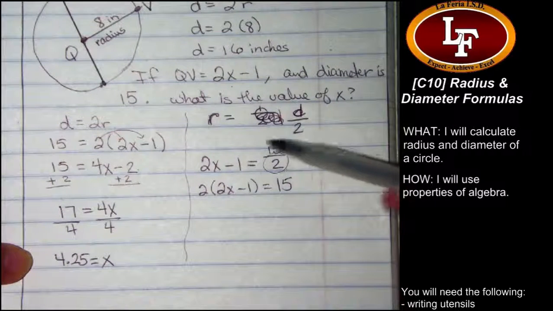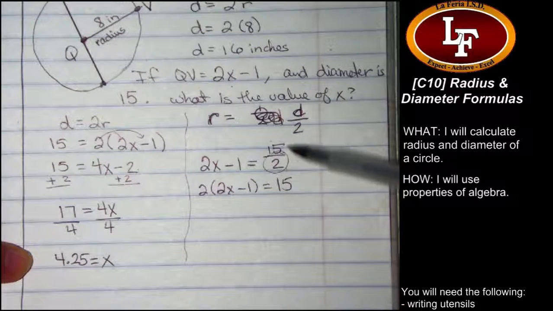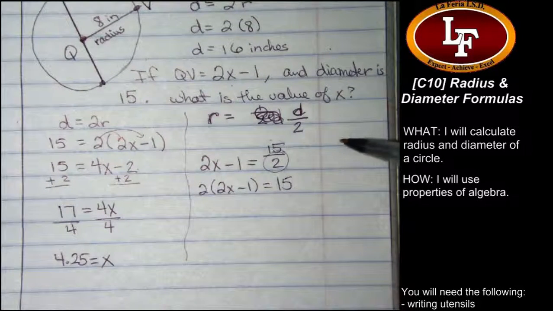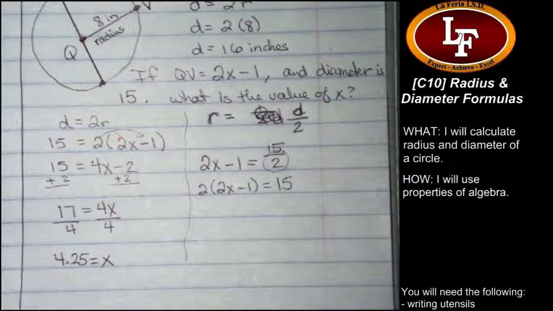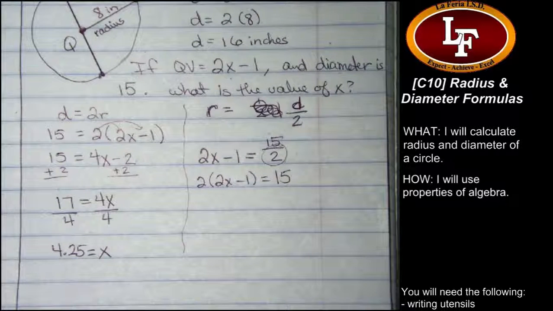If you're okay with having a decimal right here, you could have just done this division. 15 divided by 2 is, I think, 7.5, and then run it. You should end up with the same answer. But there you go. That's how you would use the diameter and radius formulas to do some calculations.